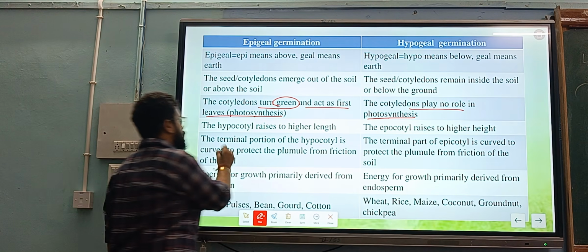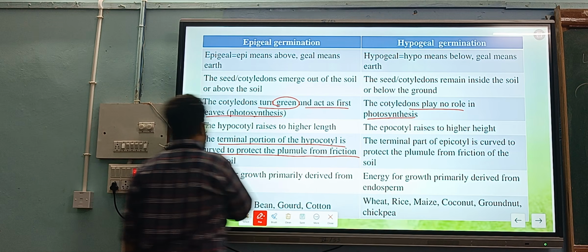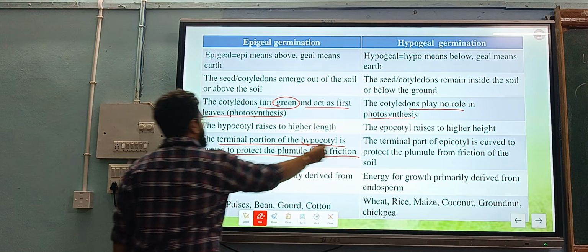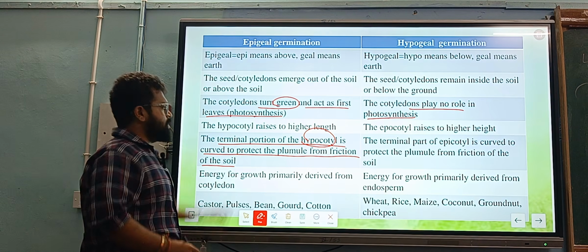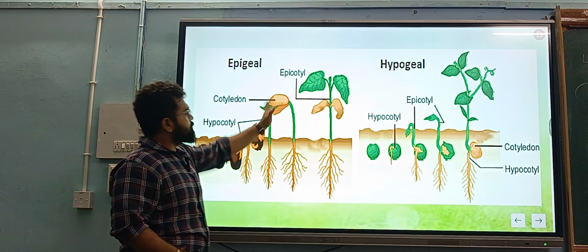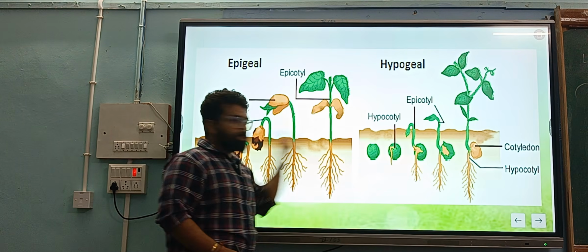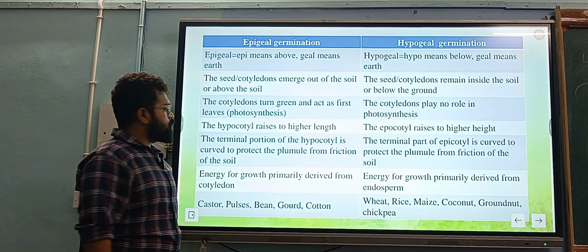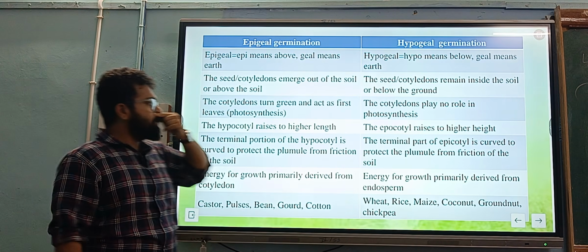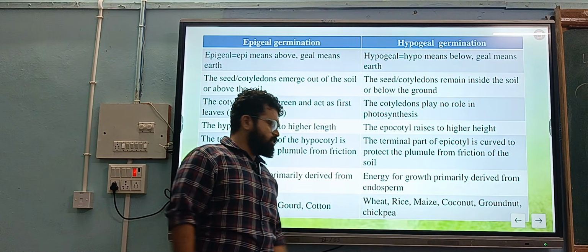The terminal portion of the hypocotyl is curved to protect the plumule from the friction of the soil. The energy for the growth of the seedling is derived from the cotyledon. Some pulses are examples of epigeal germination. The terminal part of the epicotyl is curved to protect the plumule from the friction of the soil.